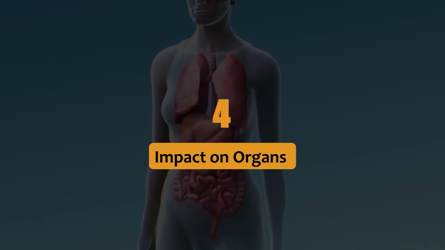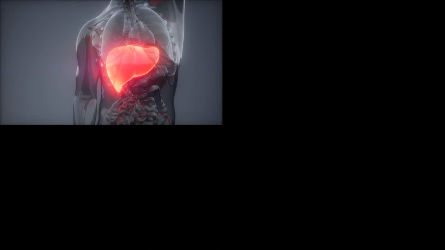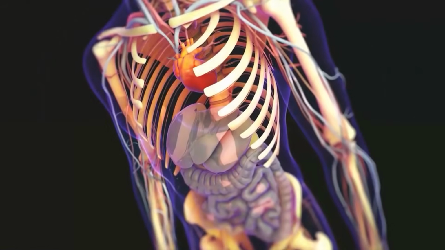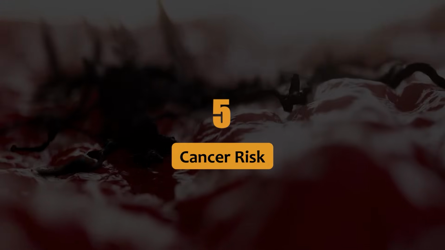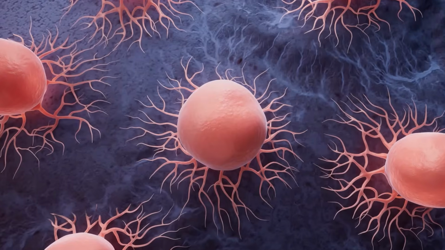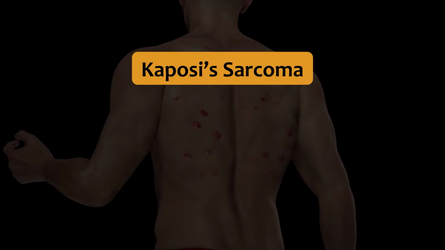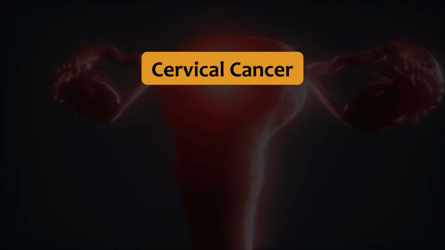4. Impact on organs. HIV can damage liver, kidneys, heart, and lungs. It increases risk of heart disease and organ failure. 5. Cancer risk. People with AIDS are at higher risk of certain cancers such as Kaposi's sarcoma, lymphoma, cervical cancer.